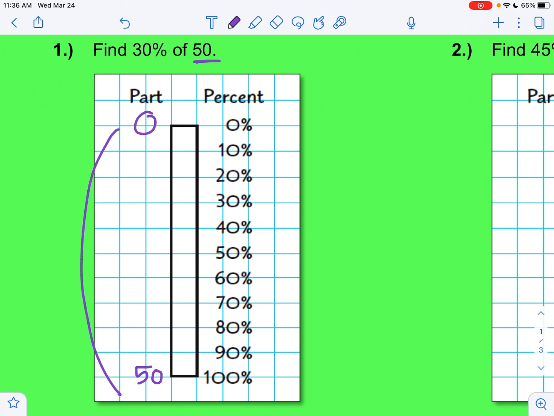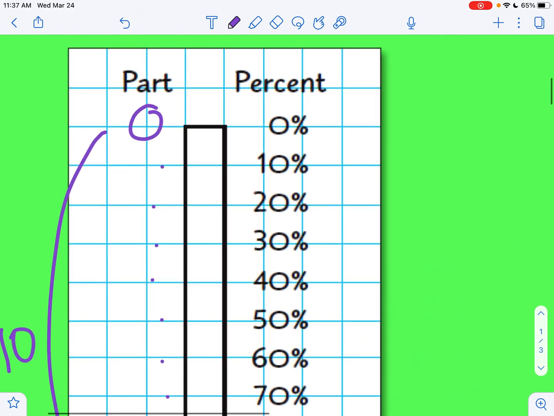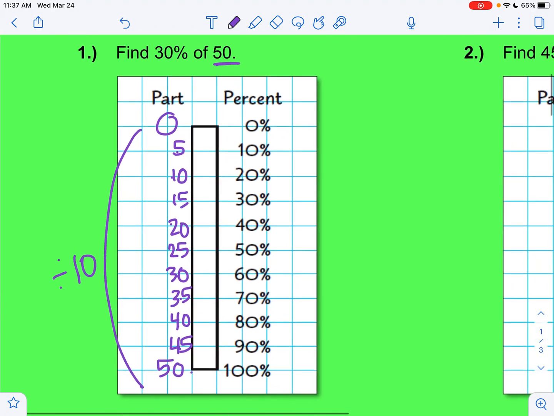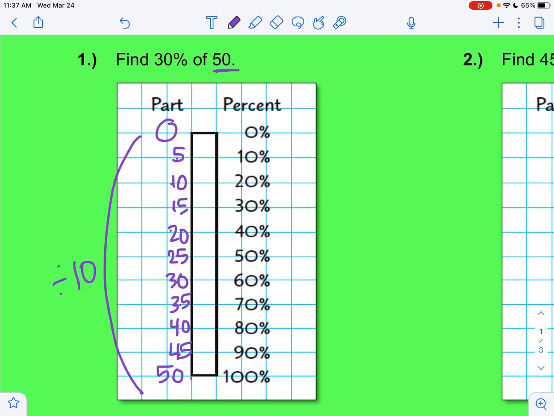So what we want to know is how many lines we are going to get from 0 to 50. Well, we're going 1, 2, 3, 4, 5, 6, 7, 8, 9, 10 lines. So we're going to divide 50 divided by 10, which is 5, and that is how much we're counting by for each line. So we're going 5, 10, 15, 20, 25, 30, 35, 40, 45, and then we already have 50 and it all fits. That's like setting up our problem.